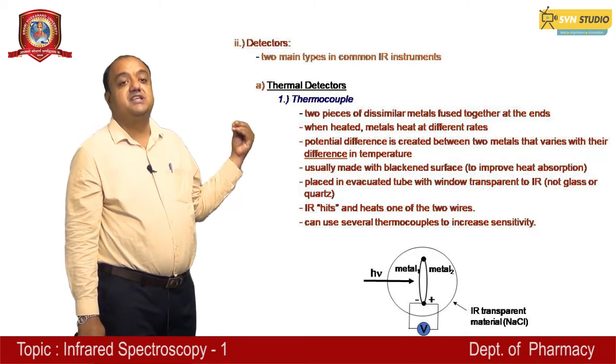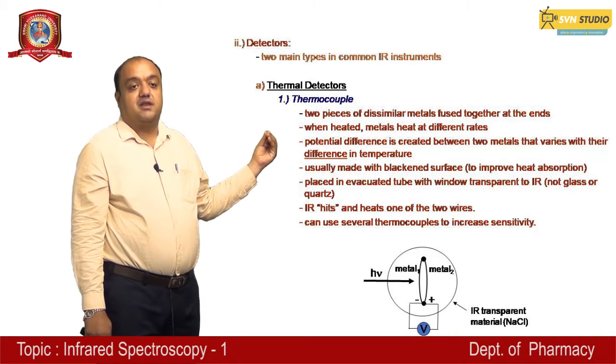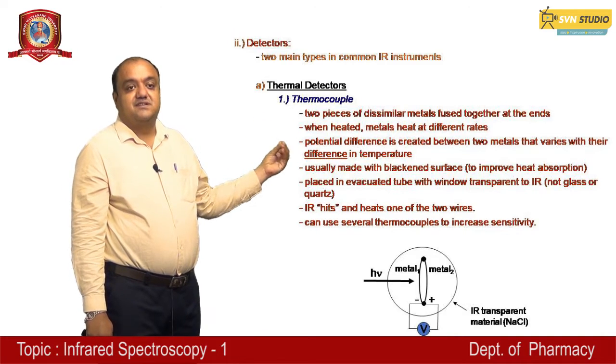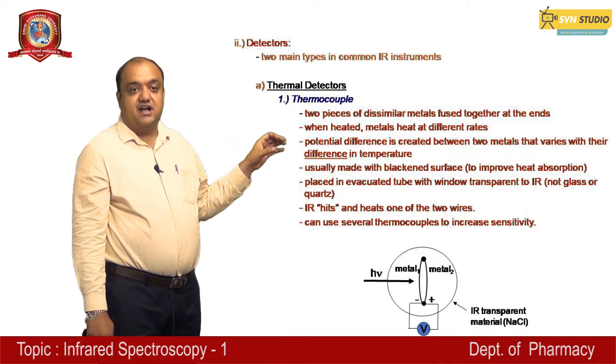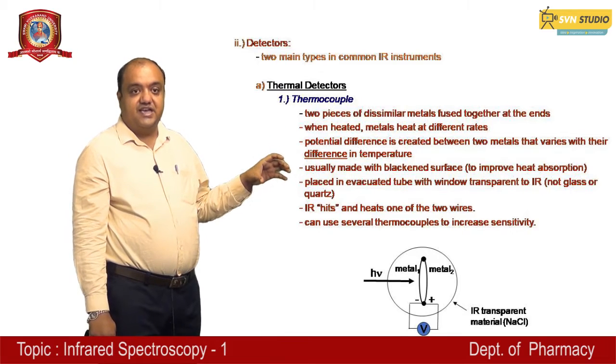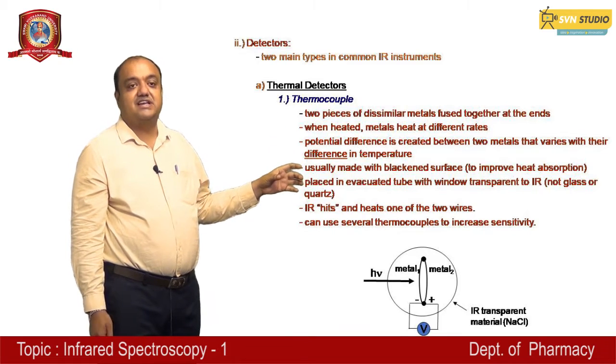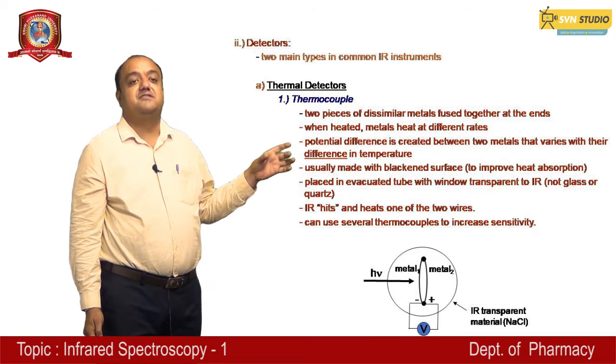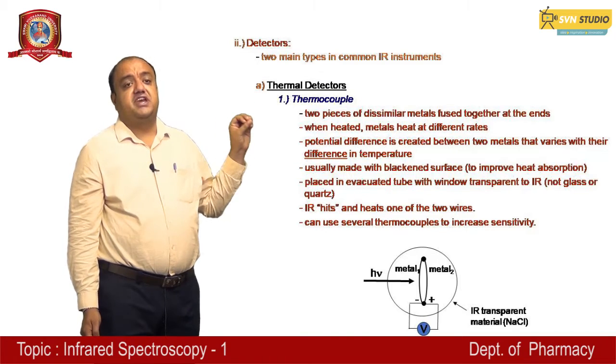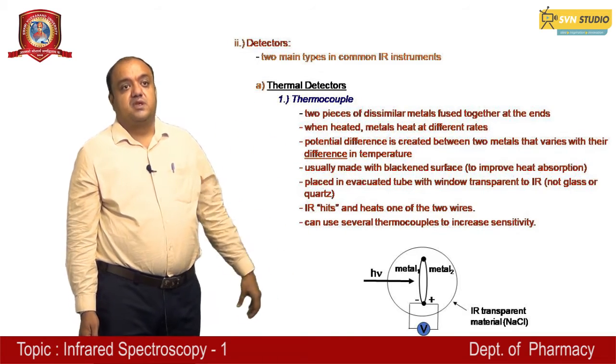The graph shows the thermocouple detector. This is the metal, and last the IR transmitting material like sodium chloride. This is the energy, which is produced as h nu.